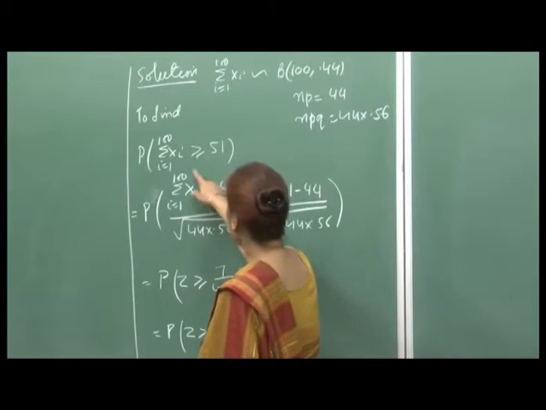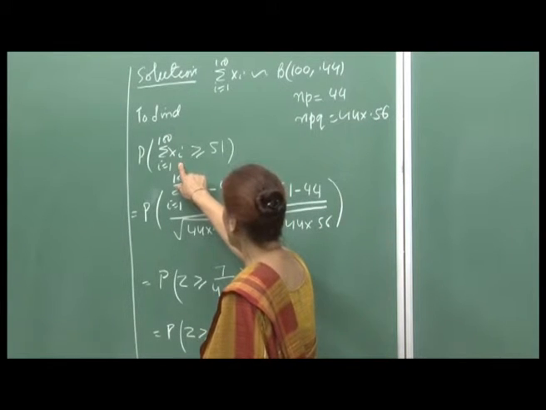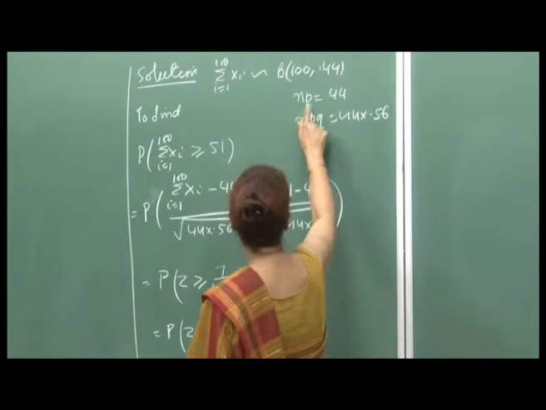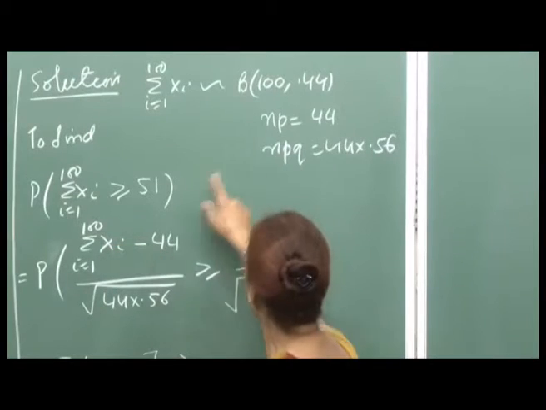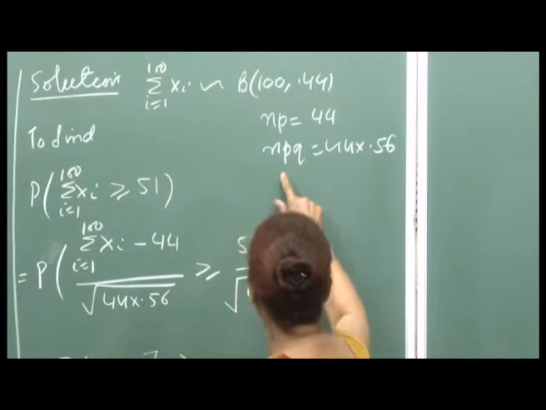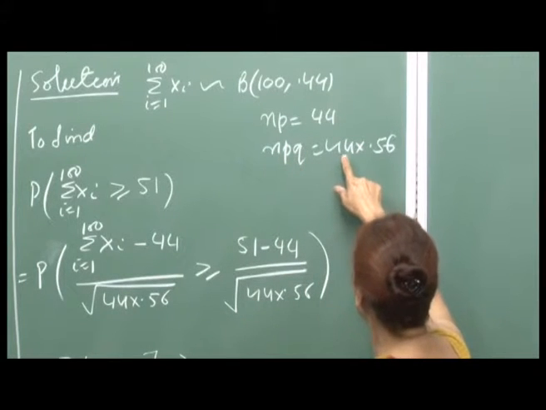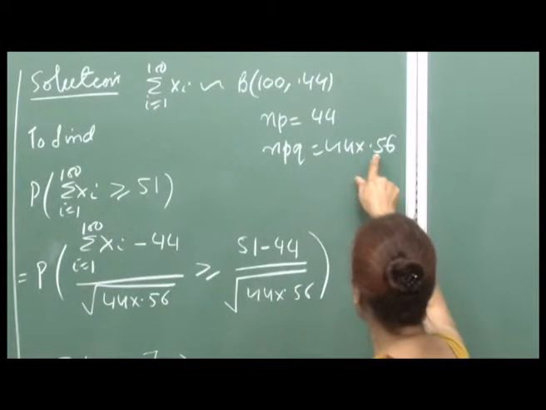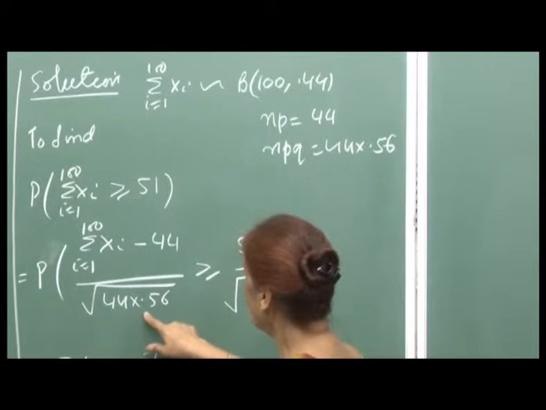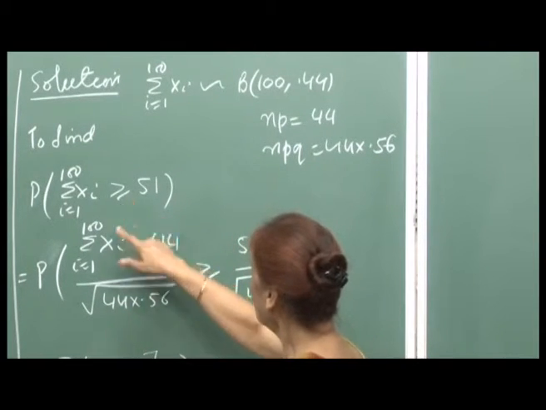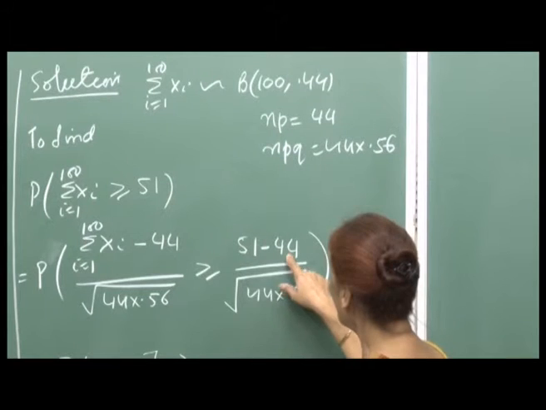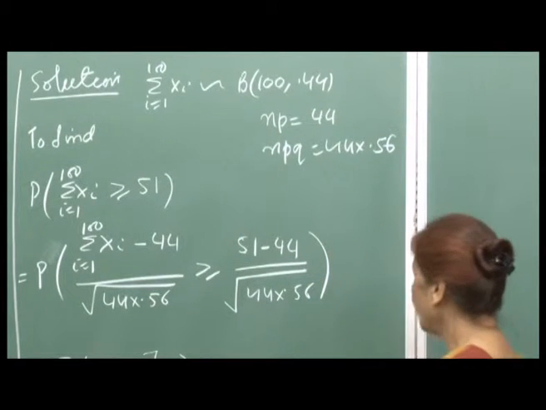Okay. So, standardizing this variate, the sum of X_i from 1 to 100, we subtract the mean, which is np = 44, and divide by the standard deviation, the square root of npq, which is 44 into 0.56, because p is 0.44, so q is 0.56. So, this probability is equal to the probability that this is greater than or equal to (51 minus 44) upon the square root of 44 into 0.56.